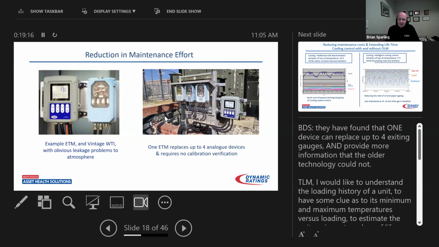So this temperature monitor has the ability to replace up to 4 of those devices on a transformer. On the right-hand side, you can see one is for top oil temperature, the traditional one. The other 2 are for winding hotspot temperature on the high voltage and low voltage windings. All of that can be accommodated by the functionality in one electronic temperature monitor that, once commissioned properly and installed, you never have to go back and verify its calibration.